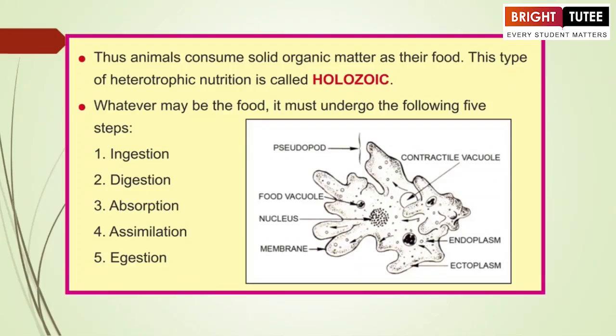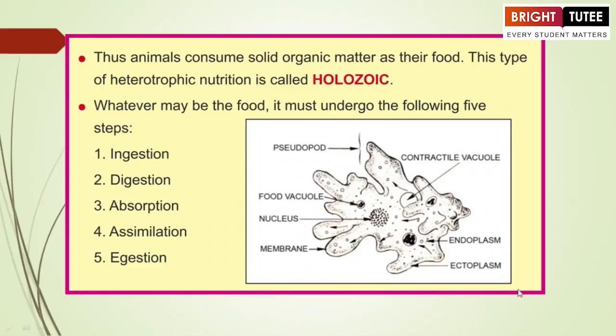So now you know what is holozoic nutrition. Basically, the animals consume solid organic matter as their food, right? So this kind of heterotrophic nutrition is called holozoic. Anyways, whatever may be the food, it must undergo the 5 processes, 5 steps. And what are the 5 steps? They are ingestion, digestion, absorption, assimilation and egestion.